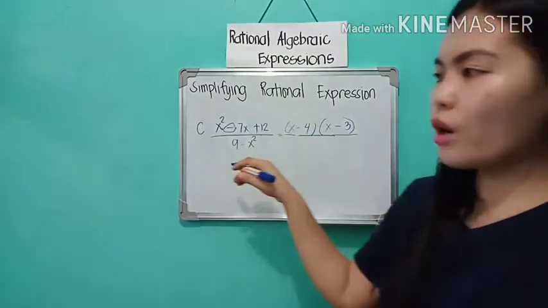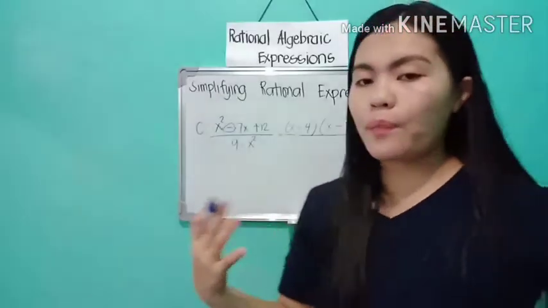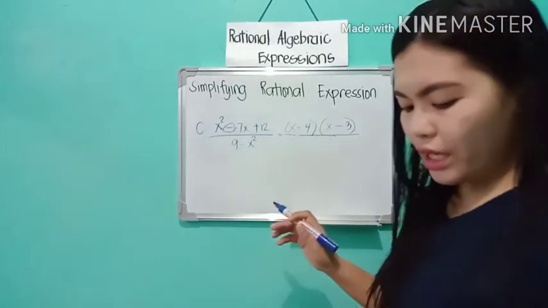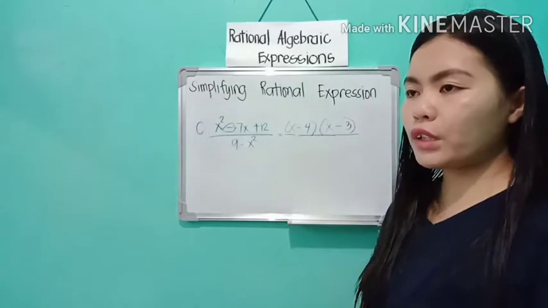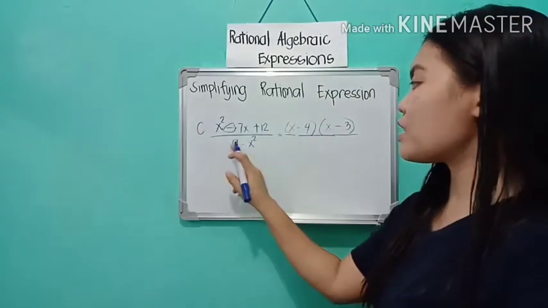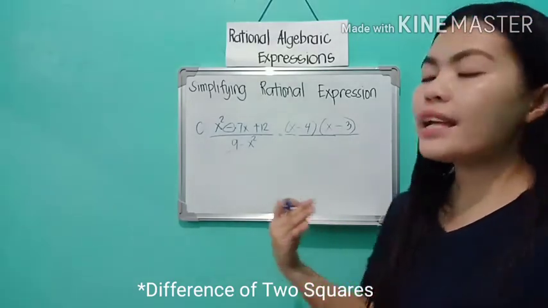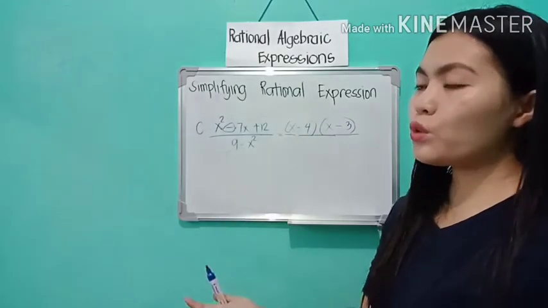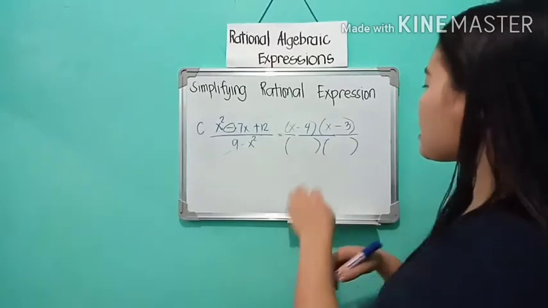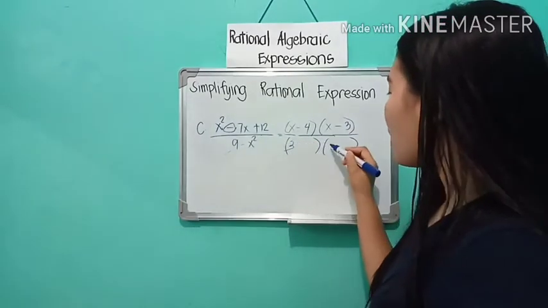Alright, so let's go to our denominator. To see if they have something in common, we will factor it as well. It is not common monomial factoring, it is a difference of binomial. This is a square, 3 squared is equal to 9, and this is x squared. So, we will use the difference of two squares. We have here 2 parentheses. Let's factor 9 first. What is the factor of 9? We will put here 3 and 3.